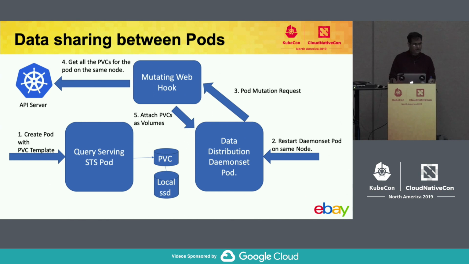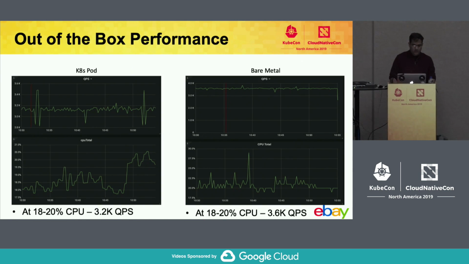Once we have laid out the grid pattern, the next thing we set out to do is to look at the performance of this particular application. Right out of the box, we saw a 10 to 12% degradation in the performance at around 20% CPU utilization.